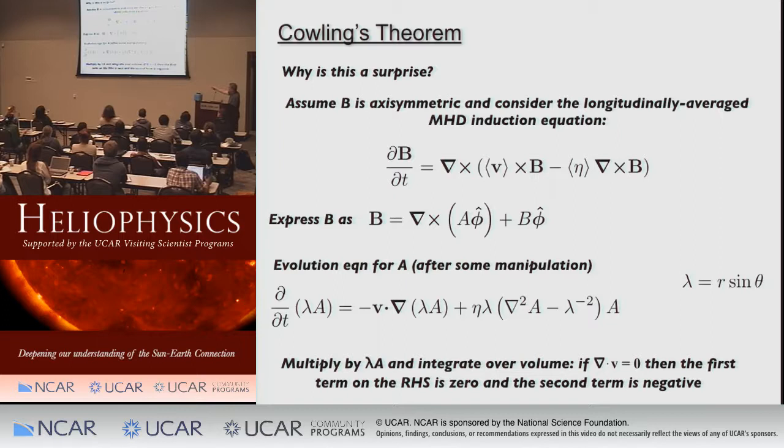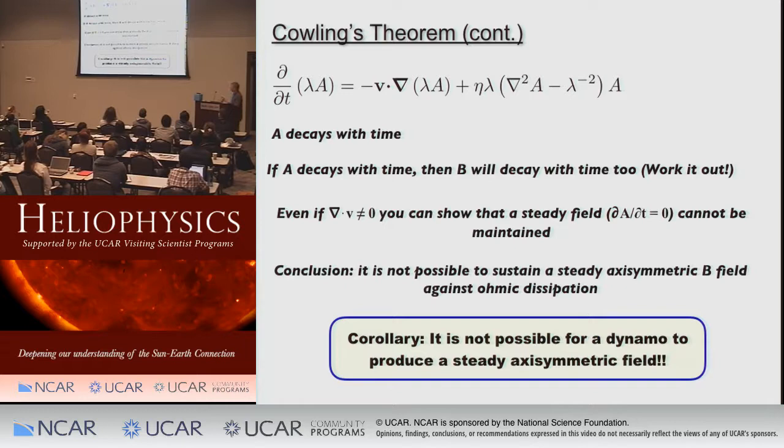And here it is. If div V equals 0, which Cowling originally assumed, then you can multiply this by A and integrate over a shell; this term goes away, and this term you can show is negative. So the idea is that A will decay, that the poloidal field will decay. You can also come up with a similar equation for B, and show that if A decreases, then B will also decrease. Even if div V is not equal to 0, if you assume a steady state, so these time derivatives go away, you can show that this equation is not consistent with a steady axisymmetric field. So the conclusion is that it's not possible for a dynamo to produce a field that's perfectly axisymmetric.